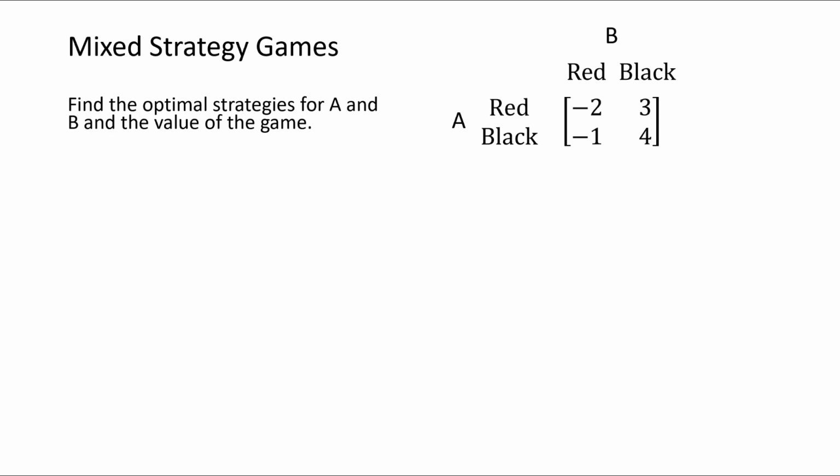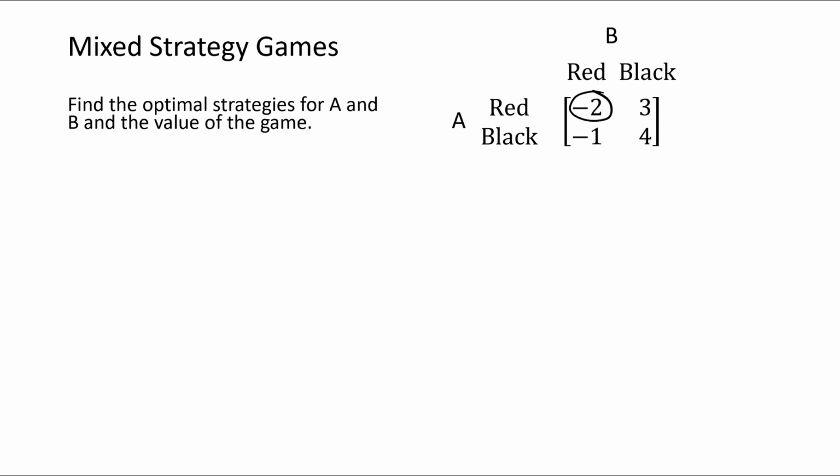The first thing we want to do before we do anything else is make sure this is a mixed strategy game and not a strictly determined game. Because if it's a strictly determined game, then we already know our answer. It's going to be the saddle point. So let's check. A saddle point is the smallest element in its row and the largest in its column. So let's circle the smallest element in each row.